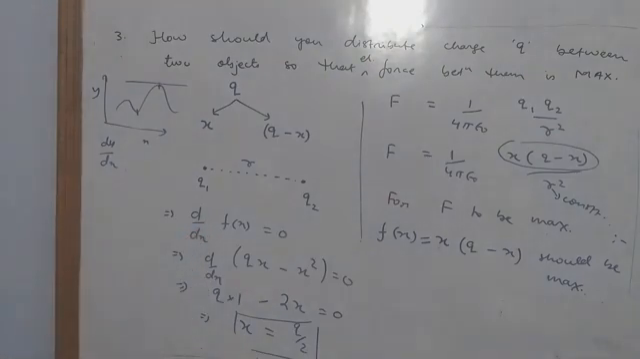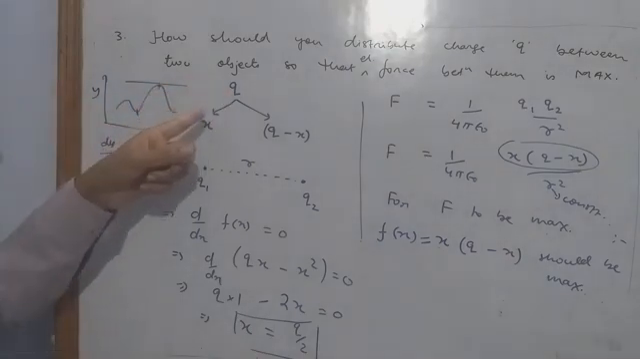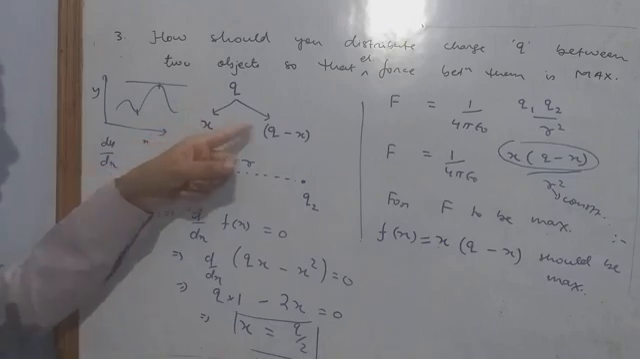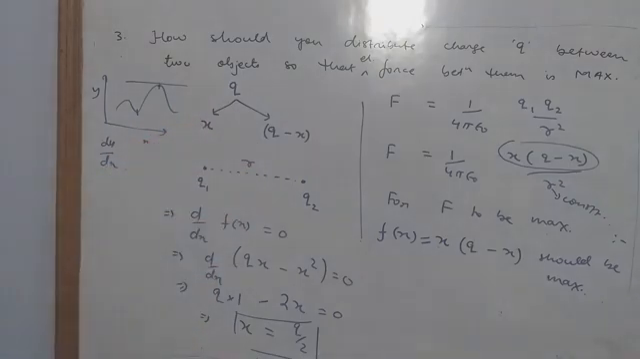So what do we conclude from this particular example, students? We conclude that if you are given a given charge and you are asked to distribute it in two bodies such that the force of attraction or repulsion is maximum, then you should distribute it equally. So this charge q, we should distribute as q by 2 and q by 2. Is it clear, students? Okay, let us discuss one more question.